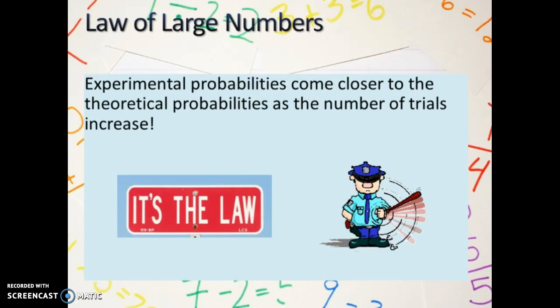So the law of large numbers. Our law says that experimental probabilities come closer to theoretical probabilities as your number of trials increase. So think practice makes perfect. Theoretical is what you should have, but experimental is what happens when you actually do the experiment. And the more trials you do, the closer you will get to what probabilities you should technically have.